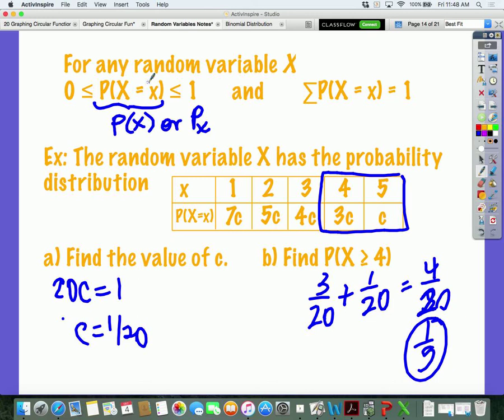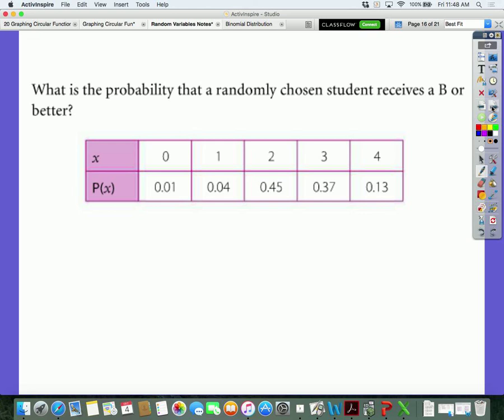We got one more. It is related to this problem on your whiteboard. What is the probability that a randomly chosen student receives a B or better? Got it. What is the probability? Hold it up.